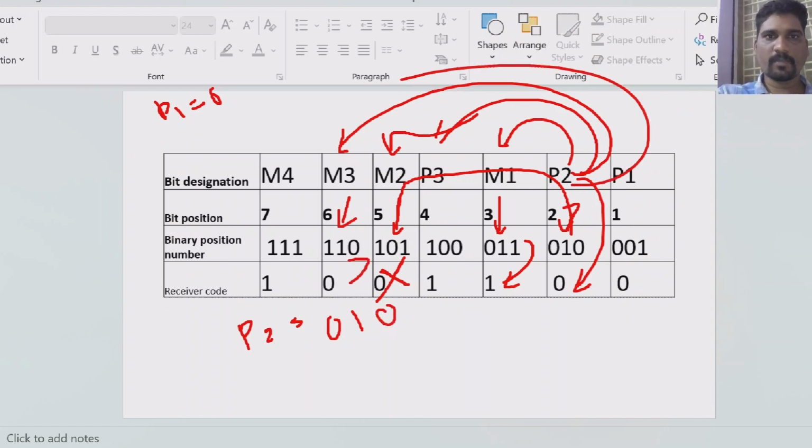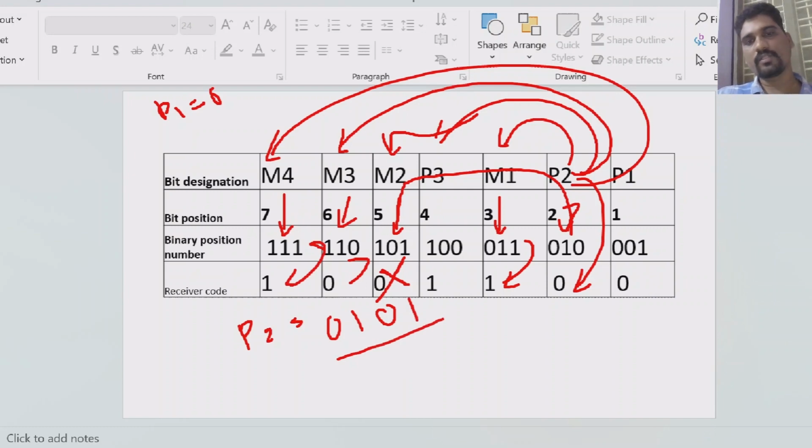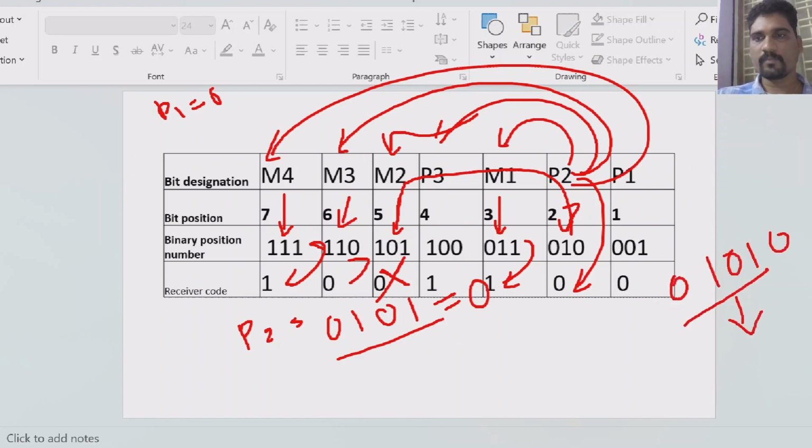Again P2 should be compared with what? M4 we need to compare. Do we have second location 1? Yes. If it is yes, what is that answer? 1. Now count the total number of ones. Even, right? Even means what should be the output value? 0. Why 0? It's something like 0 1 0 1. The output is 0. Again it will be even number because as per the given question we need to find out the even parity value.